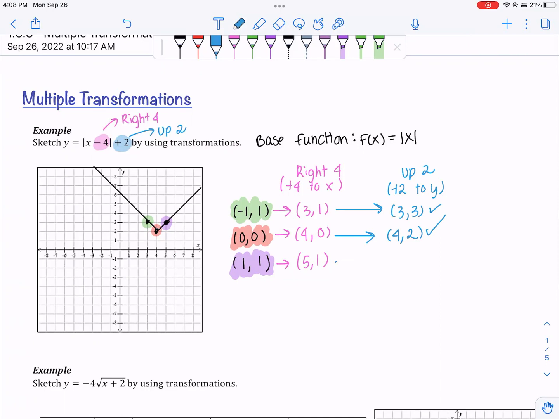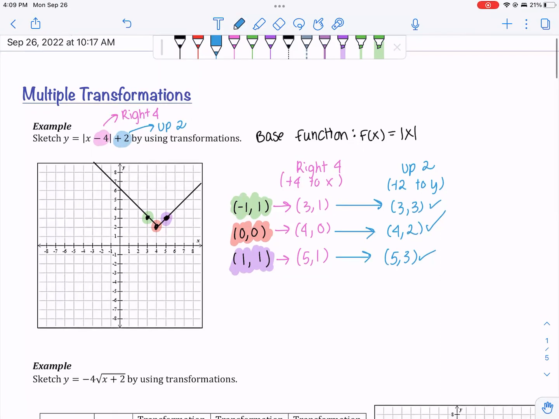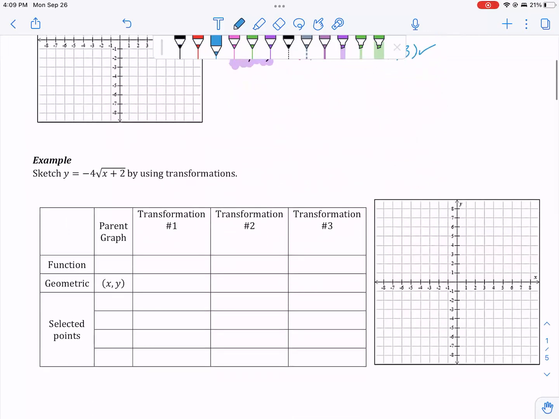And finally, for this last one, we are moving the y value up 2. We have 5, 3. Sure enough, 5, 3. So that is sketching that graph using transformations. The left, right, up, down shifts tend to be a little easier to graph, but we can get a little more crazy here. Let's look at what's happening because there's a lot going on.